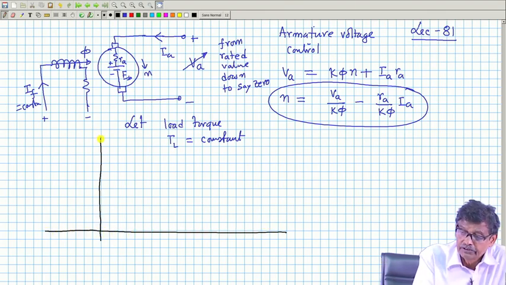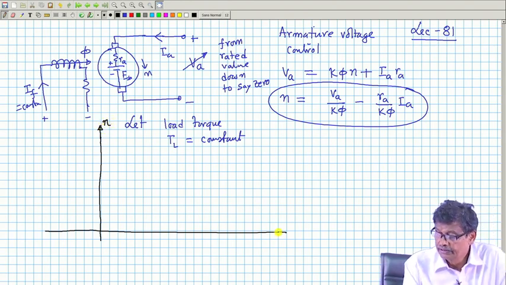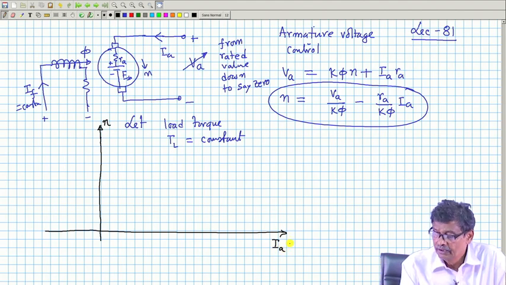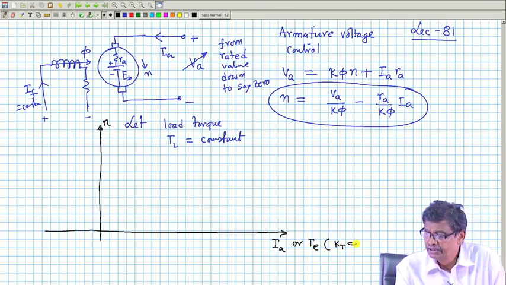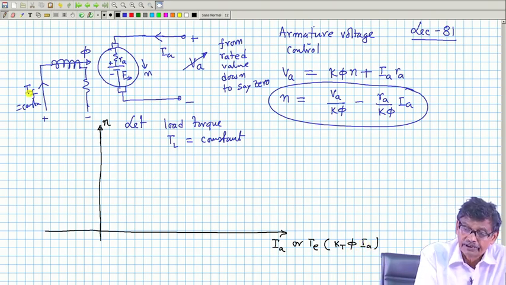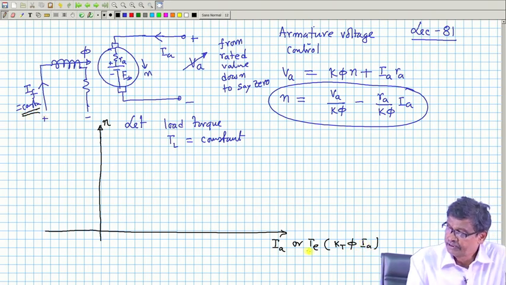Speed I will sketch on the y axis, and here on the x axis I will sketch I A or electromagnetic torque developed by the machine, which is equal to some k T into phi into I A. Phi I will keep constant, phi is not changing.